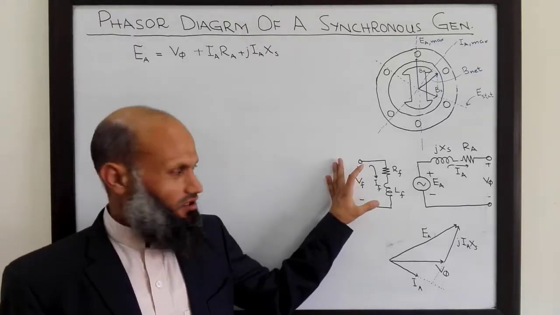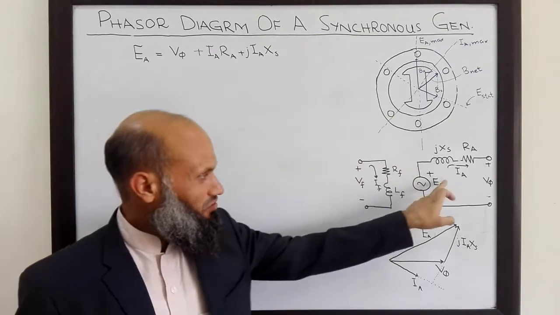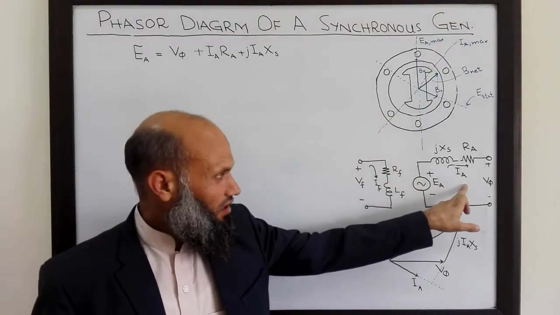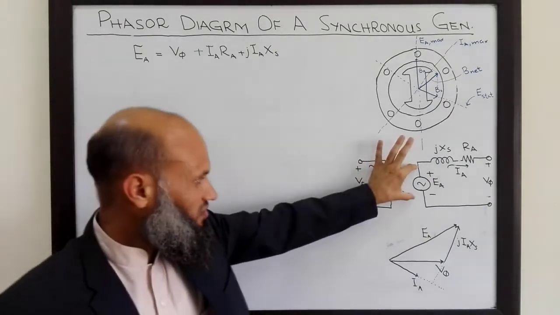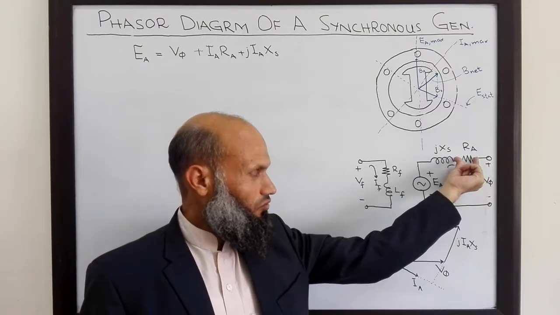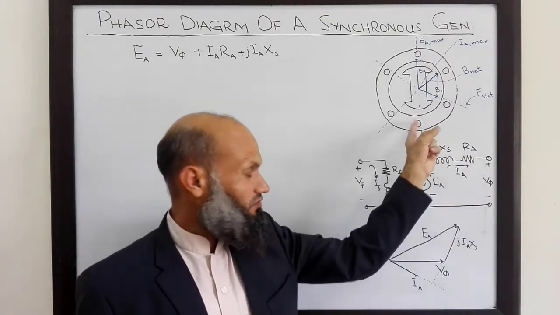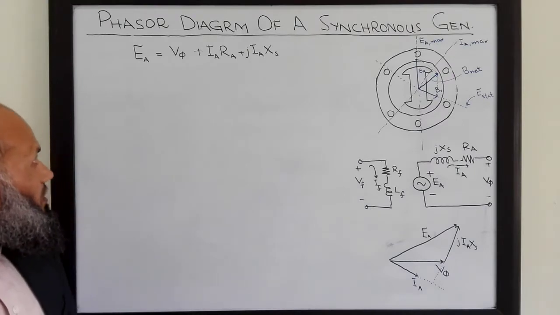So we have obtained a per phase equivalent electrical circuit of a synchronous generator. The equation which governs the armature circuit is given over here. That is, the generated voltage is equal to the phase voltage plus voltage drop across the resistance of these coils plus voltage drop across the inductive reactance.